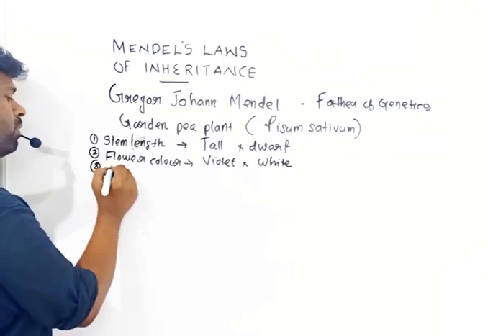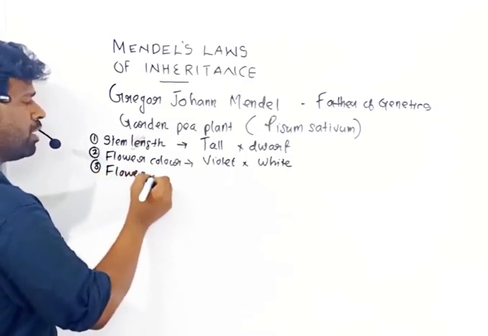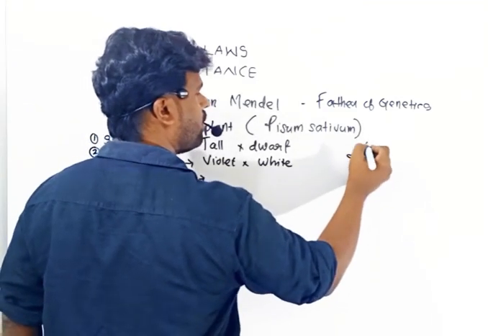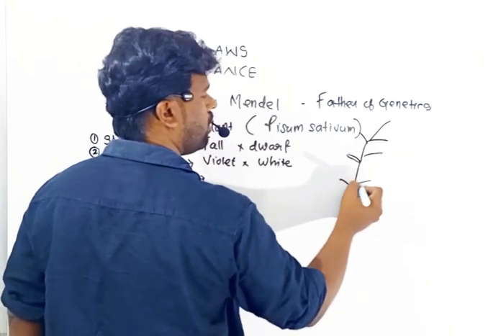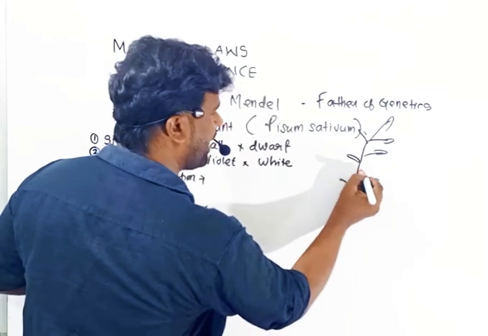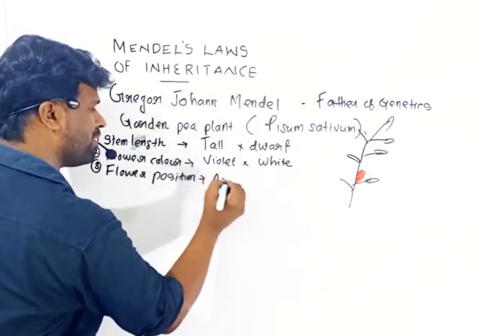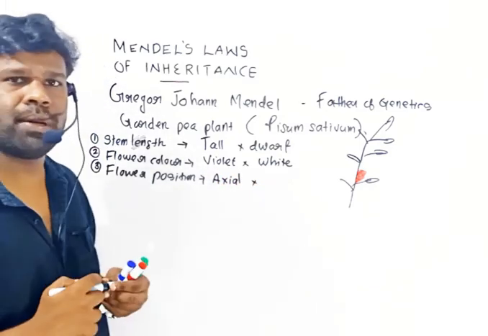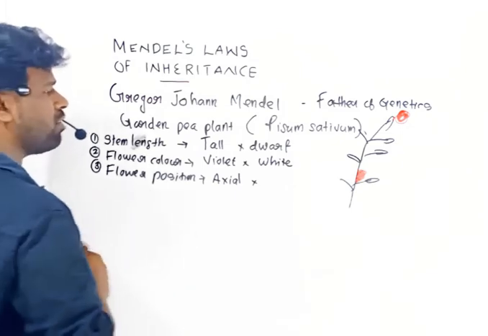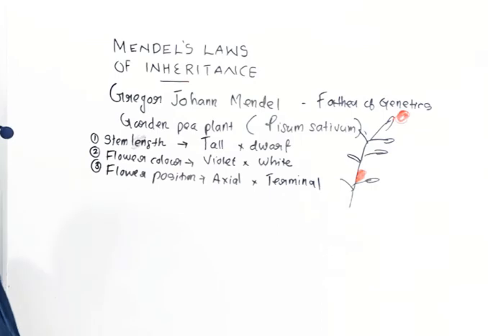Next is flower position. In some plants, flowers are axial in position, at the axis of the stem. So flowers are axial in position, axial flowers. At the same time, in some plants, flowers are terminal in position. So some plants have terminal flowers. Flower position: axial or terminal.